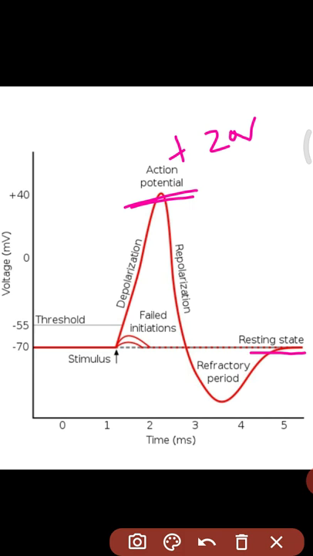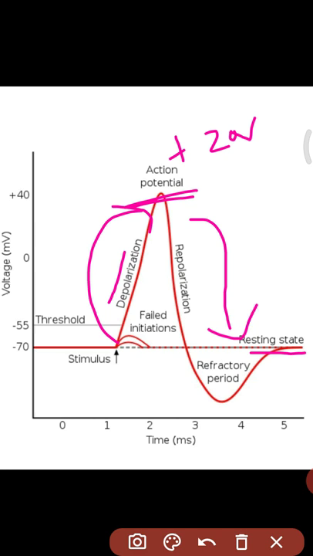Now we will discuss depolarization. What do we mean by depolarization? It is the process of changing from the resting state to the action potential, from this state to this state. Next, repolarization is the process of changing from the action potential back to the resting potential. This direction is called repolarization.